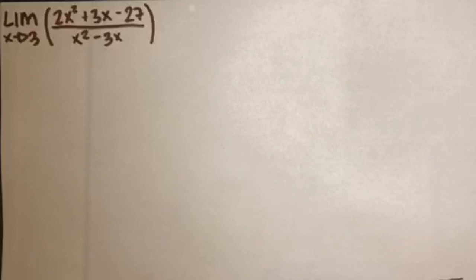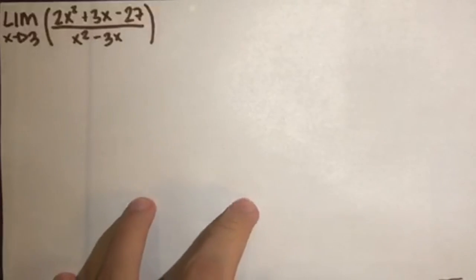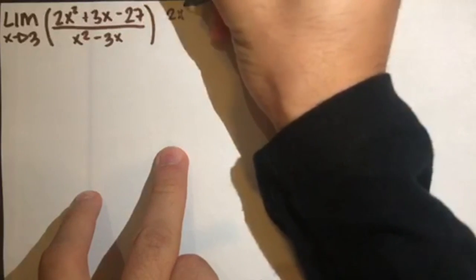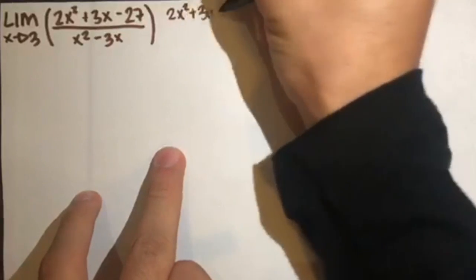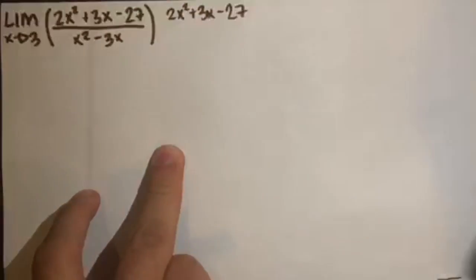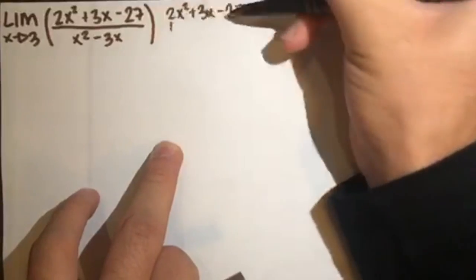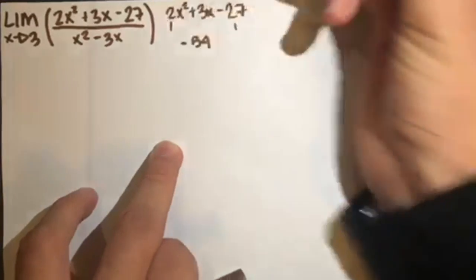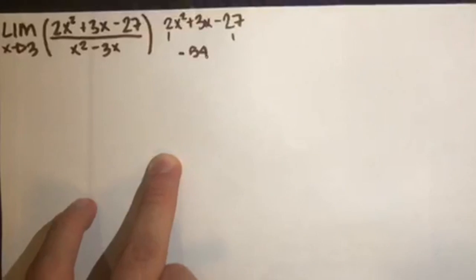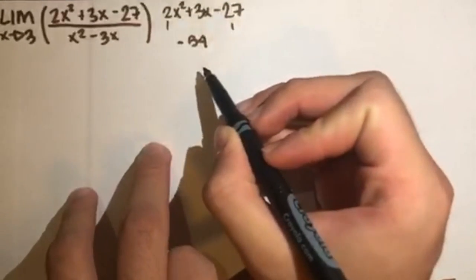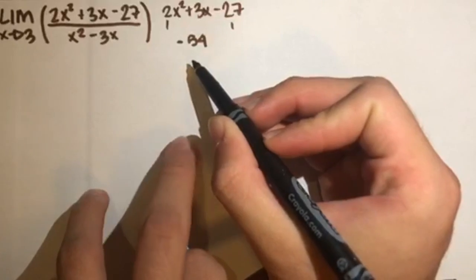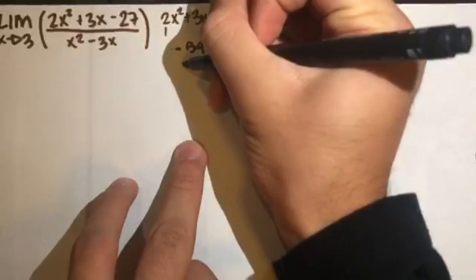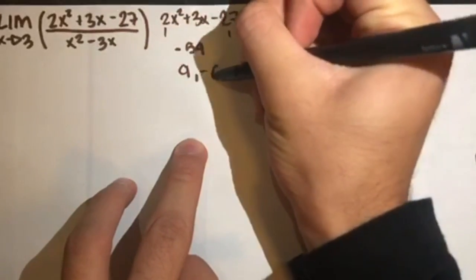So first we're going to start by factorizing the numerator, which is 2x squared plus 3x minus 27. What do we do here? We start by multiplying these two numbers, which gives us negative 54. Next, we think about which two numbers, if we multiply them, would give us negative 54. Off the top of my head, I think it's 9 and negative 6.